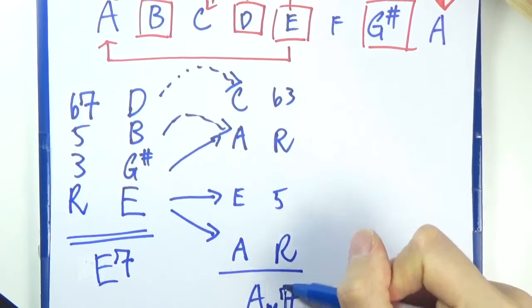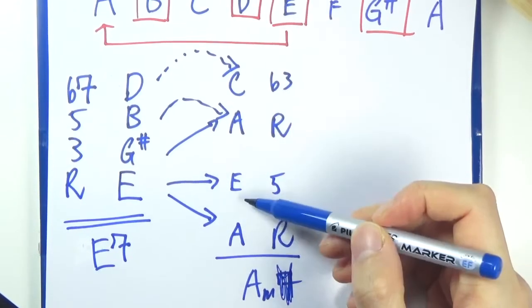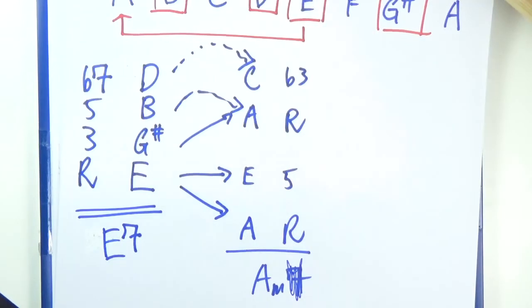Sorry, just not a 7 chord. We're sticking with a triad for the 1 chord. Okay, so A, E, A, C. That's your resolution. That's your home chord.